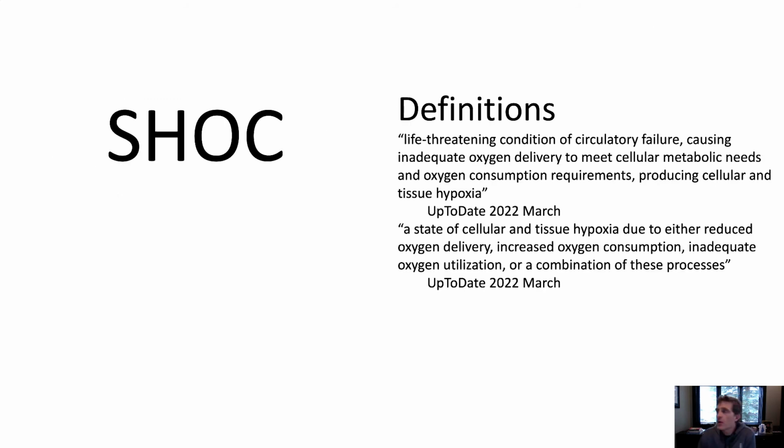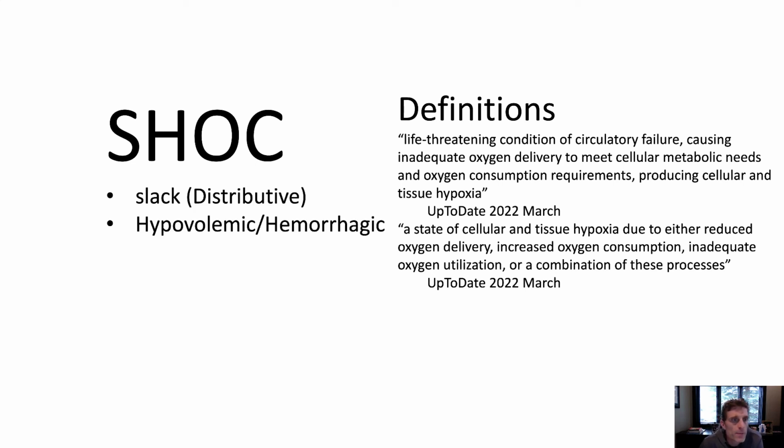So again, here's our mnemonic. We've got SLACK, or distributive, and then we have hypovolemic, hemorrhagic, obstructive, and cardiogenic. One thing that is not covered, when you look at some definitions, is inadequate oxygen utilization. So these would be things like carbon monoxide poisoning or cyanide poisoning, inheritable mitochondrial diseases. I don't personally think of these as shock. They certainly are by definition, but I categorize these things a little differently in my head and don't include them in the four broad categories.